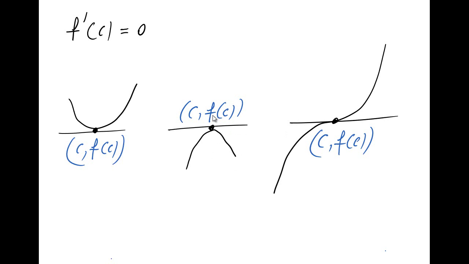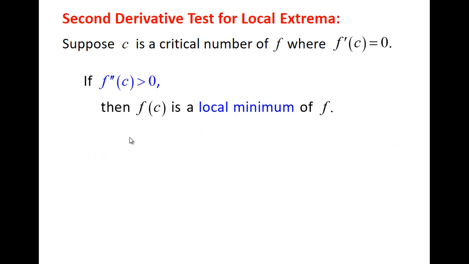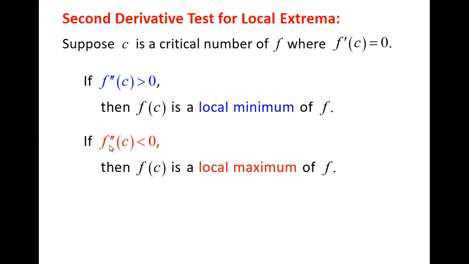When the second derivative of f at c is negative, then we know that the graph of f is concave down at this point, and so we have a local max there. So if f double prime of c is positive, then f of c is a local minimum of f, and if f double prime of c is negative, that would mean that f is concave down at c, which would mean that f has a local max at c.